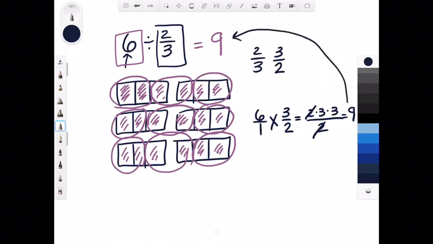And so you can see that they are the same, whichever method you use. It's important, though, to understand the visual of each of the two types of division problems so that you understand what the difference is between them.